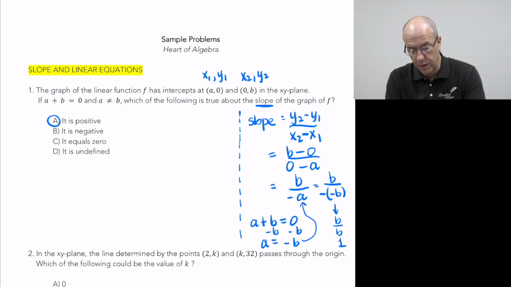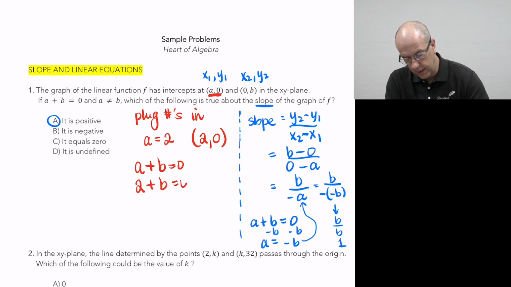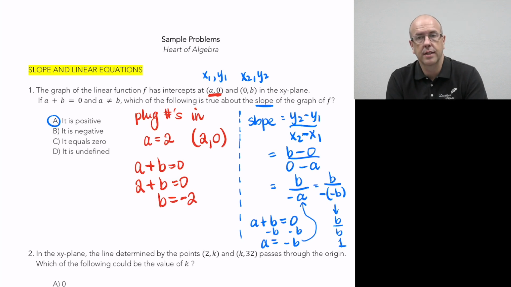Now let's approach this in a different way. One thing that I could do here is plug numbers in to make my life easier. I could do this one of two ways, but I'm going to say a is equal to 2. And if a is equal to 2, then based off of the point they gave us, I know that this is 2 comma 0. And then using the equation a plus b is equal to 0, I plug in 2 for a. I subtract the 2 from both sides, and I get b is equal to negative 2.